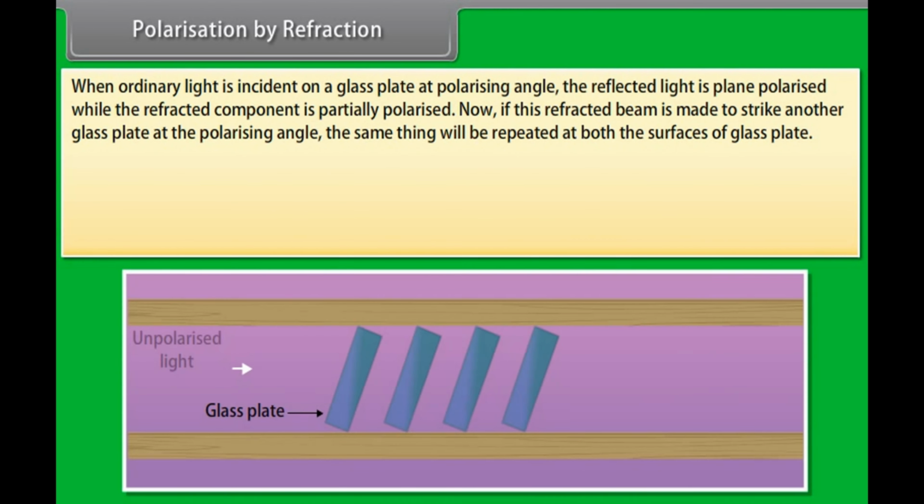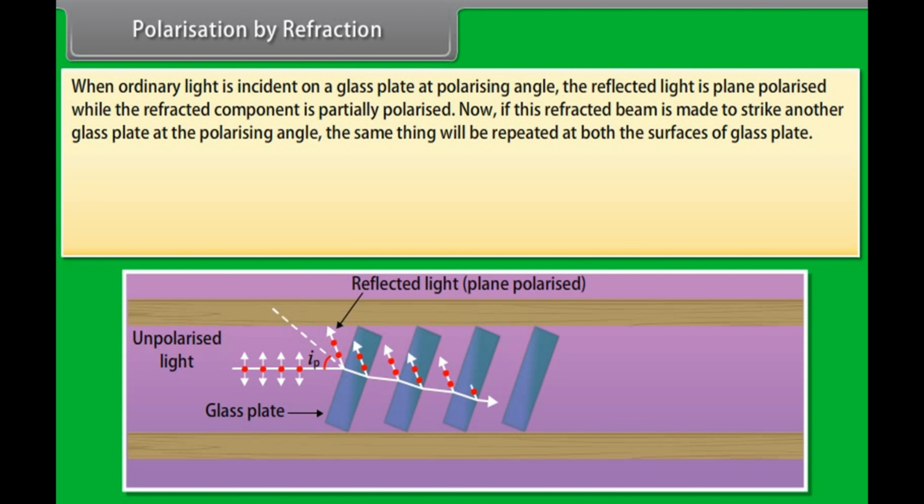Polarization by refraction. When ordinary light is incident on a glass plate at the polarizing angle, the reflected light is plane polarized while the refracted component is partially polarized. Now, if this refracted beam is made to strike another glass plate at the polarizing angle, the same thing will be repeated at both the surfaces of the glass plate.